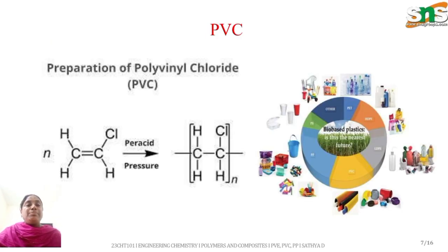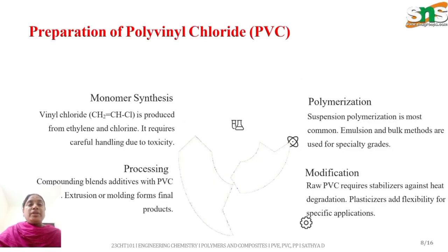The next one is PVC. We all know about PVC pipes because we use them day-to-day in homes, in electrical pipes. It is called polyvinyl chloride. The monomer is vinyl chloride, and these combine together to form polyvinyl chloride. For the preparation, the monomer is prepared from ethylene and chlorine. It requires careful handling due to toxicity. In processing, additives are blended with PVC by compounding, and extrusion and molding form the final products. For polymerization, suspension polymerization is the most common, and emulsion and bulk methods are used for specific grades.